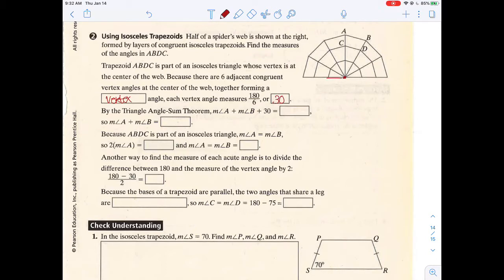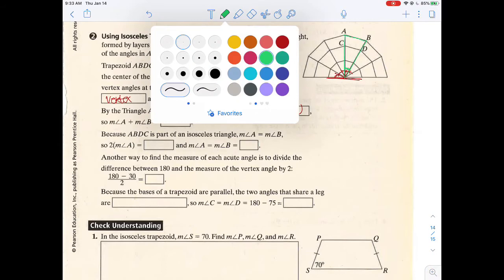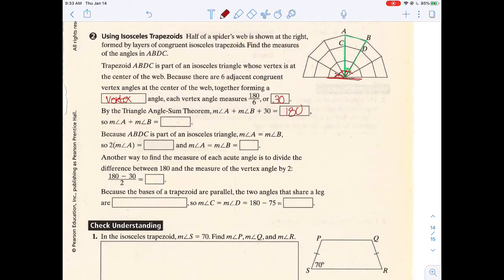So all that was saying is we have half of a circle here, so that's 180 degrees. There are 6 angles coming out of that half a circle. So if you take 180 divided by 6, each of these angles is 30 degrees. By the triangle angle sum theorem, A plus B plus 30 equals 180, because the triangle adds up to 180. So if we look at this triangle, where it meets the vertex angle, we know this is 30. If we add all those up, it has to equal 180. So the measure of angle A plus B, if we subtract 30 over the other side, equals 150.